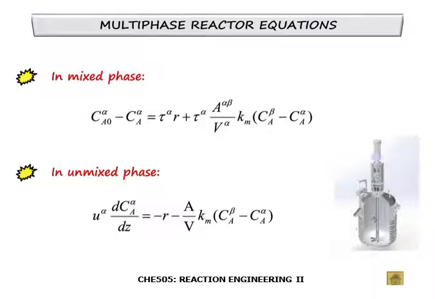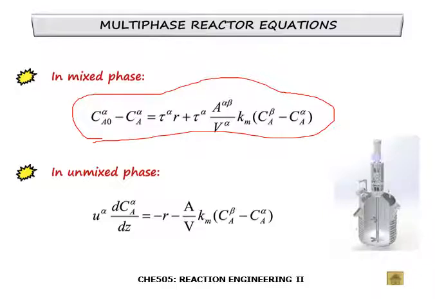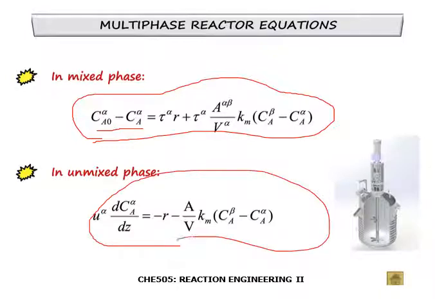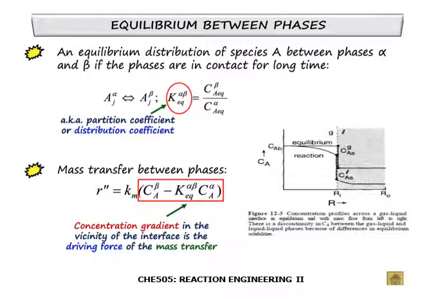In the previous slide we talked about the unmixed phase. For the mixed phase, this is the equation, you have seen it before. This means the way to calculate the initial concentration minus the unreacted concentration is also the same as this one for the mixed phase. For the unmixed phase, for reactant A, this is it, which was already mentioned in the previous slide.